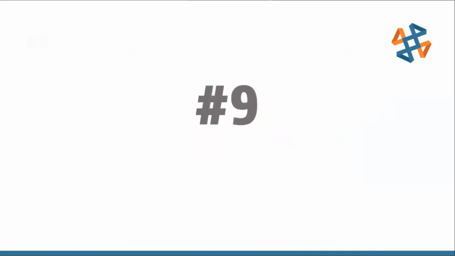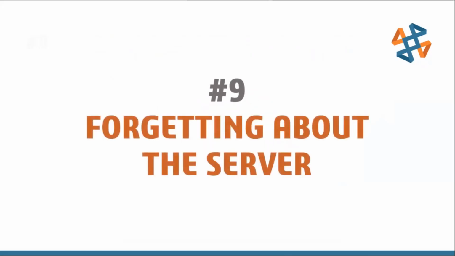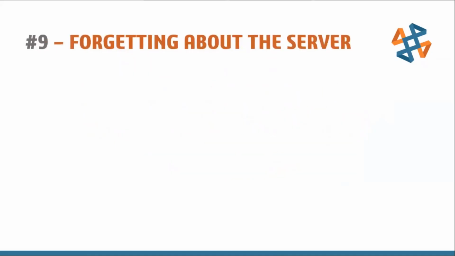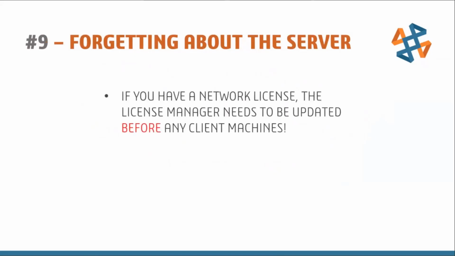Number 9 is forgetting about upgrading the server as well. So a lot of people will upgrade their seat of SolidWorks. This is especially true in big companies that have a lot of seats of SolidWorks, and one person upgrades. And then you try to launch SolidWorks and it says, hey, I can't find a license for SolidWorks. What it's actually saying is that it can't find a license for the version that you're trying to launch. So before you upgrade any client machines, you need to also upgrade the license manager on the server.